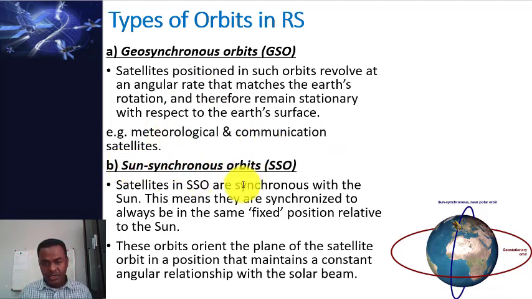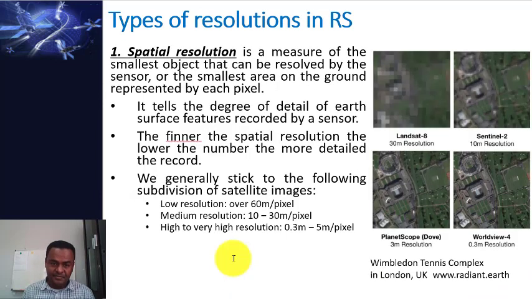And sun-synchronous orbits: satellites in these orbits are synchronous with the sun. This means they are synchronized to always be in the same fixed position relative to the sun. They follow the position of the sun. That is why the system of taking pictures in such orbits is dependent on solar radiation, because they are passive sensors. So with regard to the type of resolution in remote sensing, what types of resolution do we know? The first type of resolution that is commonly known is spatial resolution.